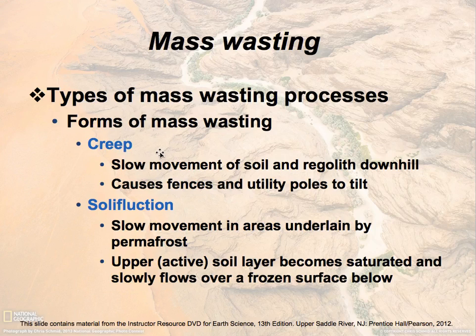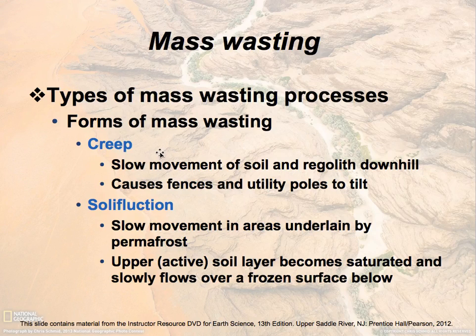Slower forms of mass wasting are creep and solifluction. Creep is just what it says, the movement of soil and regolith, which is, again, loosely consolidated geologic mineral material. Creep is something that occurs over days to months to years, or decades even.